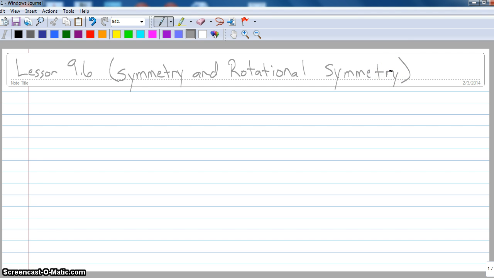Now, symmetry is if, for example, we have a line of symmetry. So you have an object, a picture, whatever, and you cut it vertically, horizontally, diagonally. You have the same image on both sides. They are perfectly symmetrical.